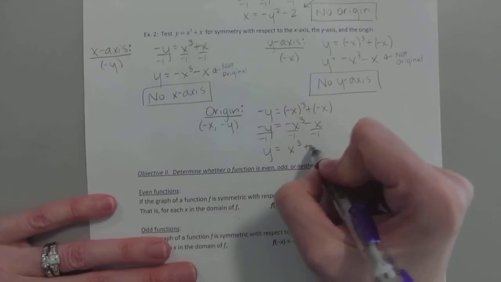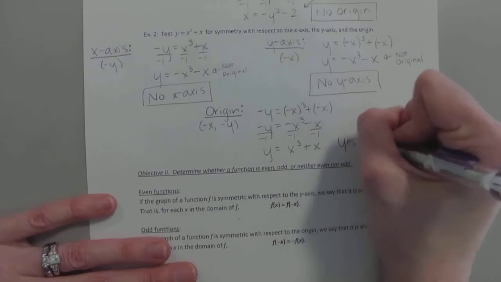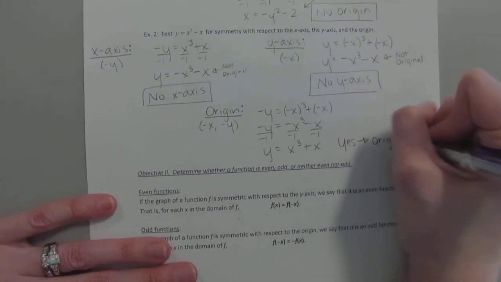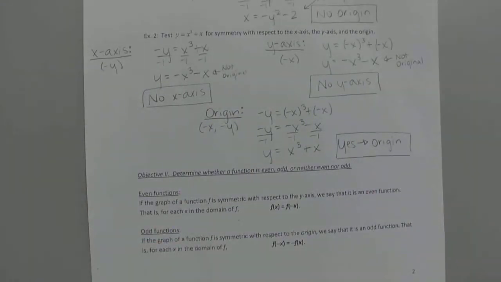But we want to get the y to be a positive y. So what do we need to do to everything? Divide everything by negative 1. But what happens there, guys? We'll have a positive y, a positive x cubed, and a positive x. So that is the original, so we're going to say yes to origin symmetry.